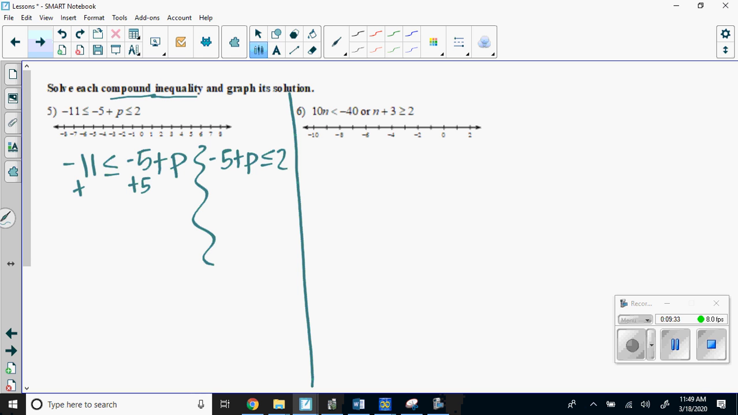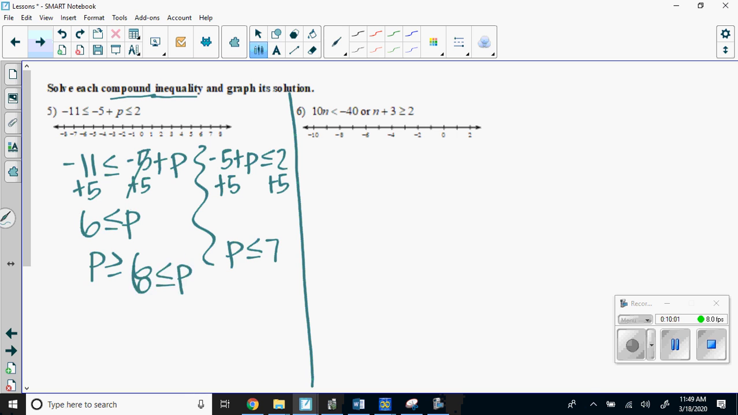Add the 5 over. Notice that's what you do as the first step for both of these. And we get p is greater than or equal to 6. P is greater than or equal to 6. And p is less than or equal to 7. I'm going to combine those 2. Oh, that didn't work so well. 6 is less than or equal to p is going to combine with this one, and that is our answer. P is bigger than 6 or equal to 6, smaller than 7 or equal to 7.